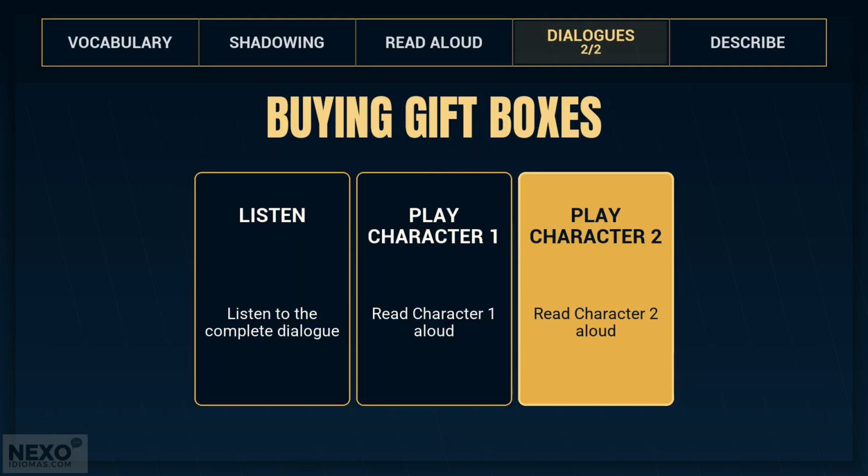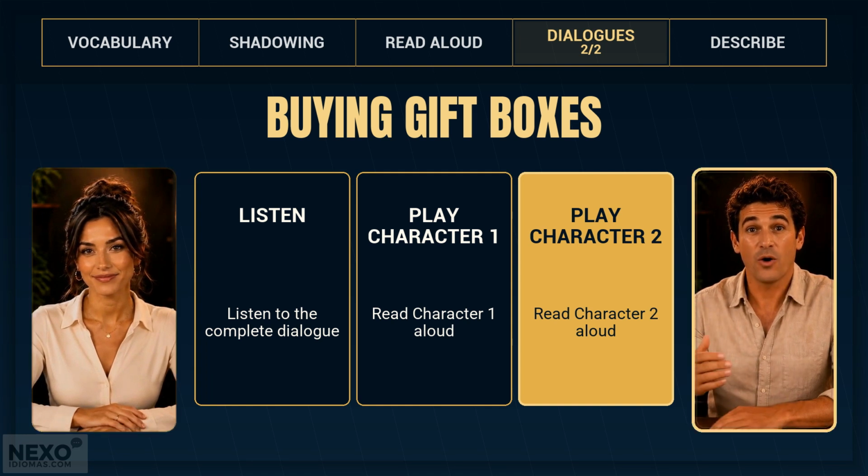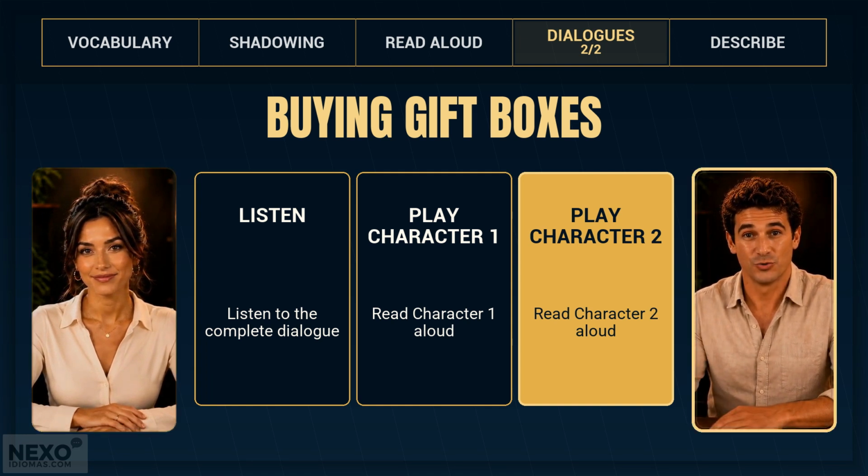Buying gift boxes. Read character 2 aloud while that character is silent. Now I will play character 2.